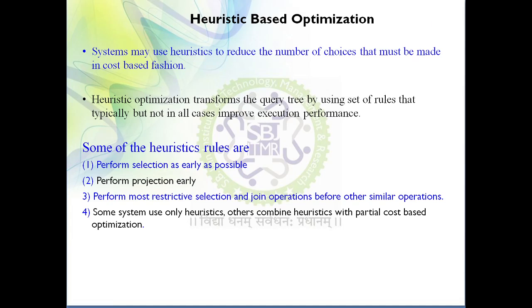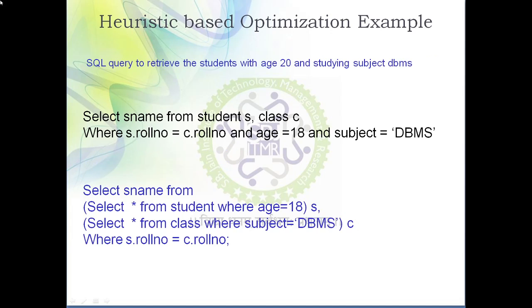Now let's demonstrate with an example. Suppose this is a simple query. I need to write a SQL query to retrieve the students whose age is 20 and who are studying the subject DBMS. In that case, suppose there are two tables. One is a student table where personal details of the student are stored, and the second one is a class table where the information about which subject the student is studying is stored. So I need to retrieve the details of students whose age is 20 and who are studying the subject DBMS.